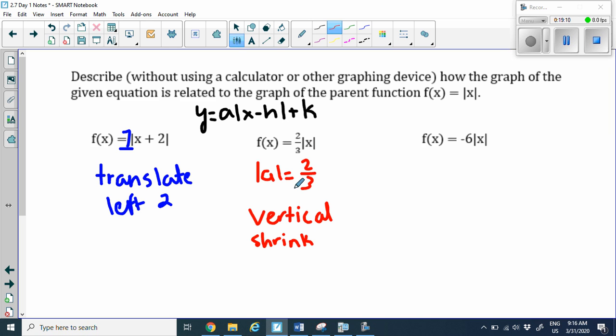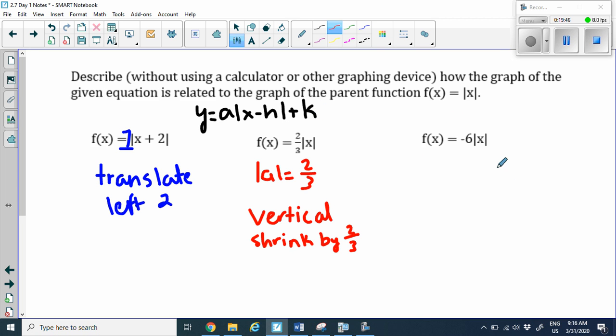And then we do want to indicate what is our a value. So we say it's a vertical shrink of 2 or by 2/3. Okay, so we vertically shrunk our graph by 2/3. Now our next thing is, do we see a negative in front? No, so there is no reflection. And if I look, there is no h, so there's no number inside the absolute value, so we don't have an h, so no horizontal right shift, and then there is no k, so we also don't have a vertical shift.